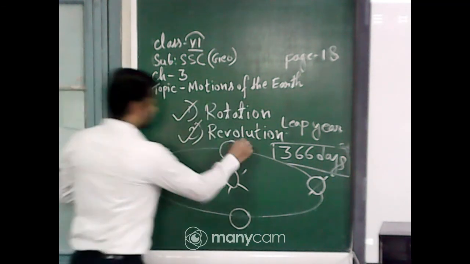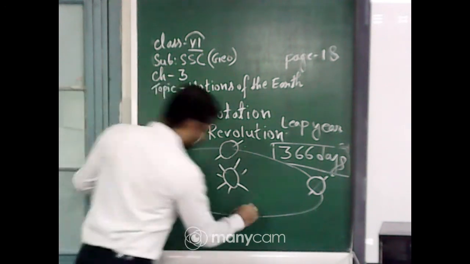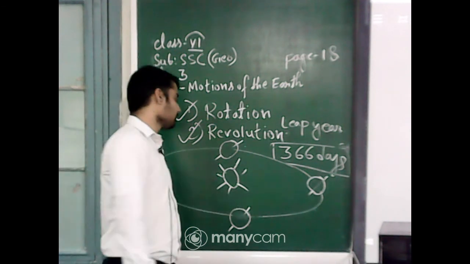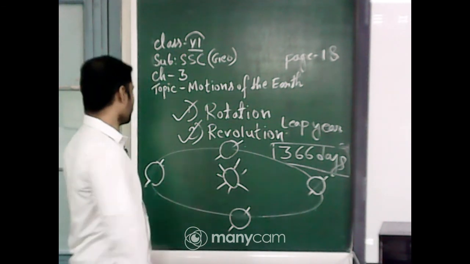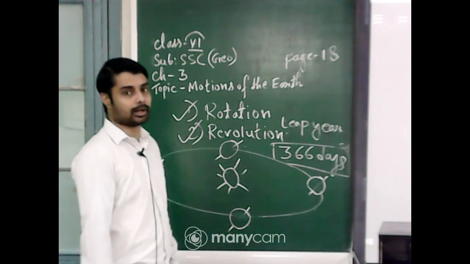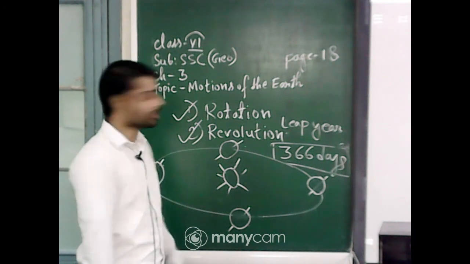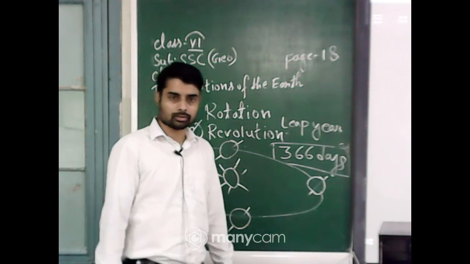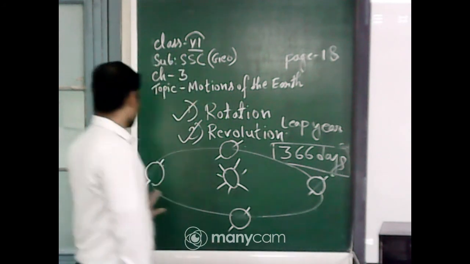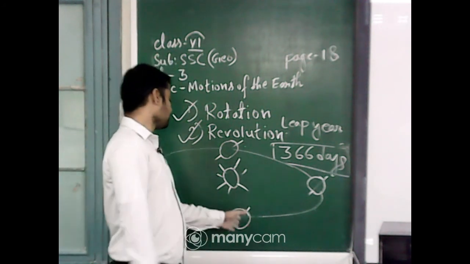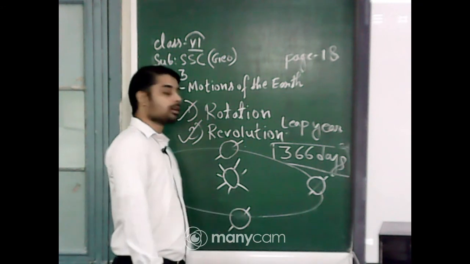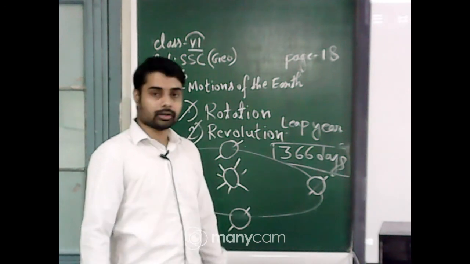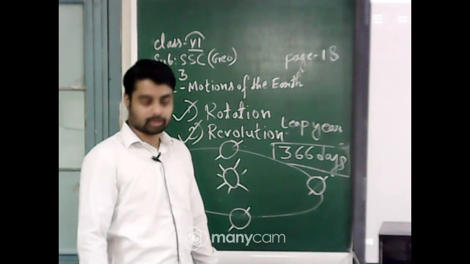So if we draw this picture, if we imitate this picture, it is picture number 3.3. Look at how the season changes. When Earth is very close to the sun in the time of March, then it is the summer season, from March to June. And when Earth is in a middle position from the sun, then what happens? This is the autumn in September and October.